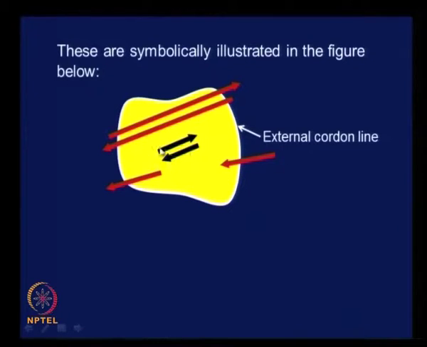The black ones are internal to internal trips. These are external to external trips. They do not have any origin or destination in your study area, but still these trips pass through your study area. External to internal, and internal to external trips. So, we have 4 different categories of trips for which data has to be collected.